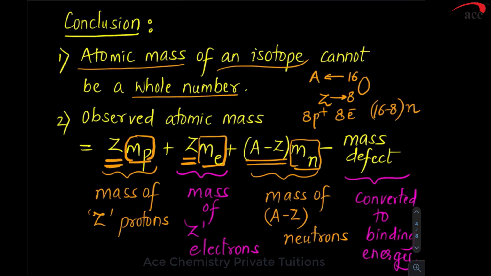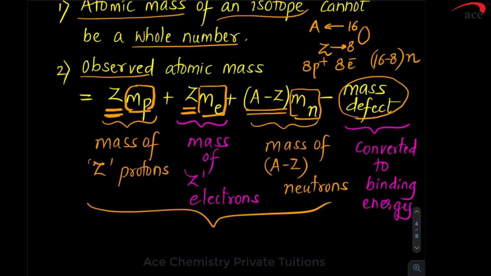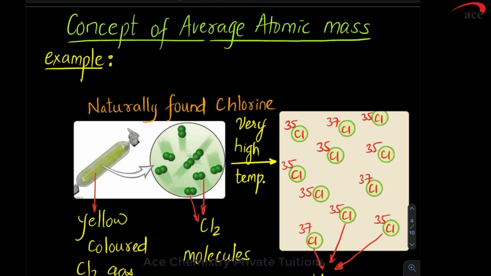Anyone remembers what is the mass of one neutron? Yeah, 1.008. And then you subtract that mass defect, which is converted to energy, you will actually get observed mass. If you take into account only this much part, that will be called as theoretical mass. But if you subtract mass defect, you will get observed atomic mass.